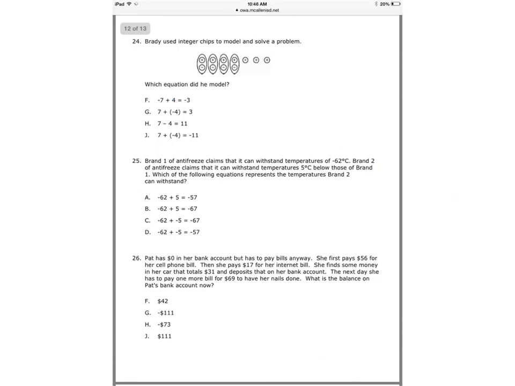Okay, you will not believe what happened to me. I was in the middle of recording this page right here. In fact, I had just finished number 26 and my iPad died, so I lost everything on this page. So I'm going to go fast.